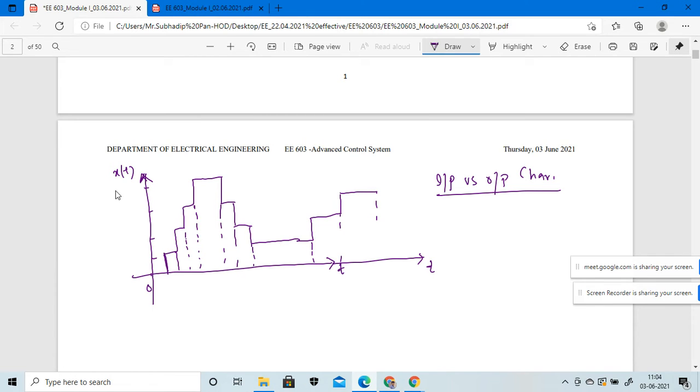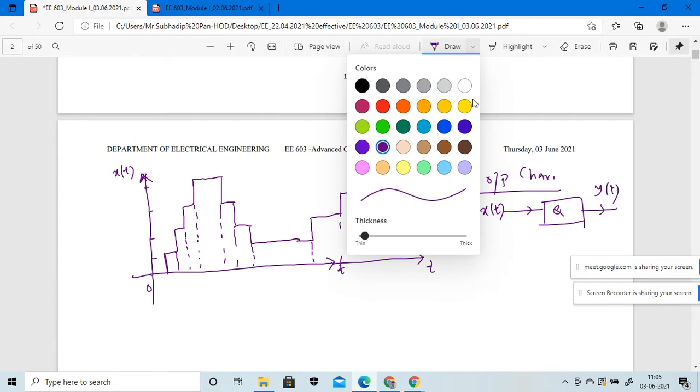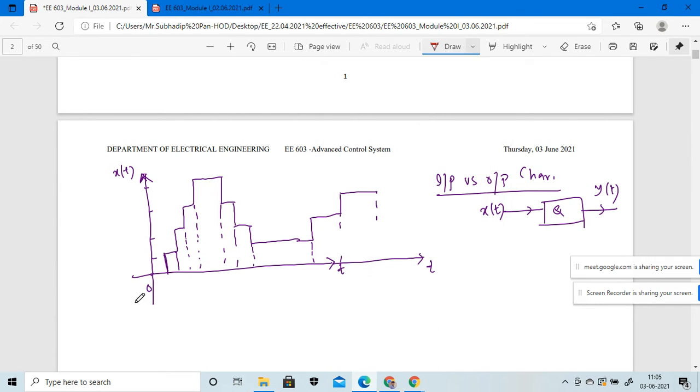So if we plotted this particular graph, this will be my input signal, my analog signal. So x(t) will be my input to a particular quantizer, and y(t) is my output. So if I plot x(t) in red, it would be like this: my continuous signal.